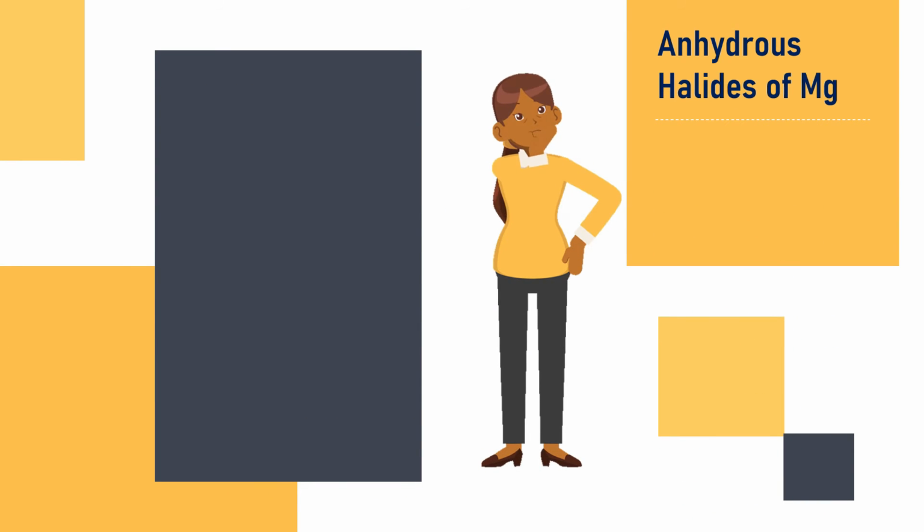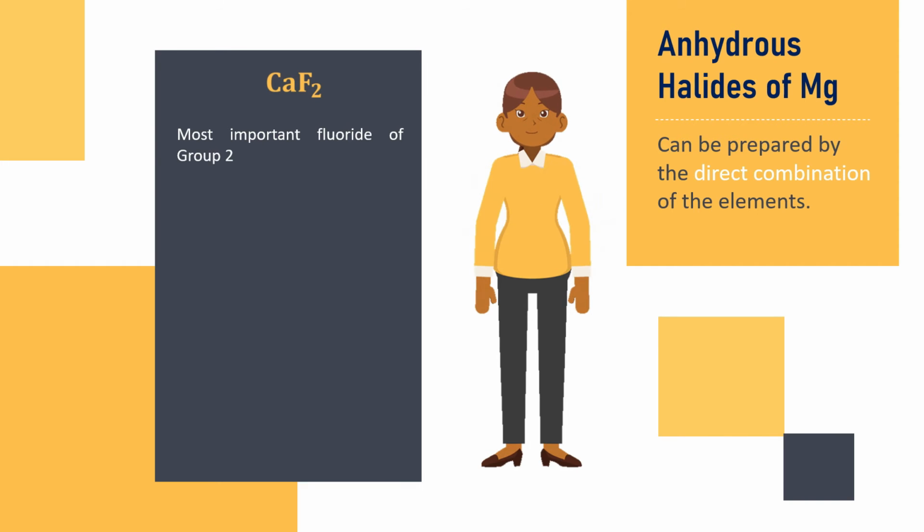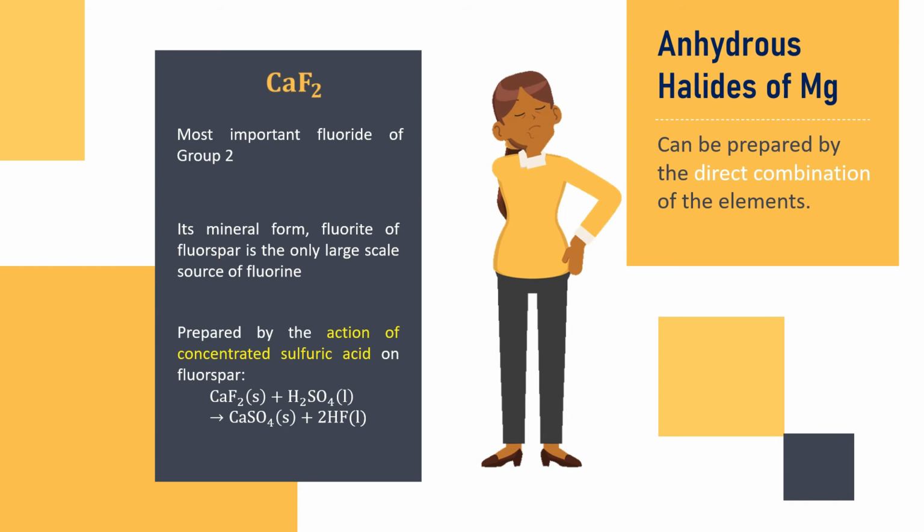Anhydrous halides of magnesium can be prepared by the direct combination of the elements. For calcium fluoride, it is the most important fluoride of group 2. Its mineral form, fluorite or fluorspar, is the only large-scale source of fluorine. It can be prepared by action of concentrated sulfuric acid on fluorspar.